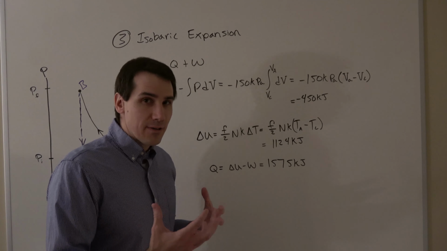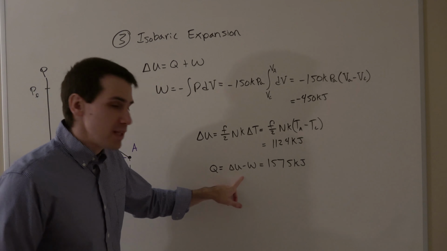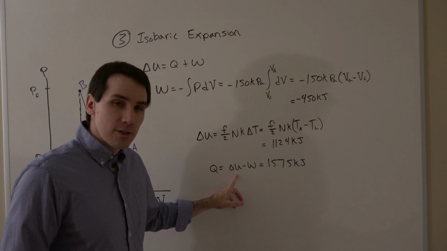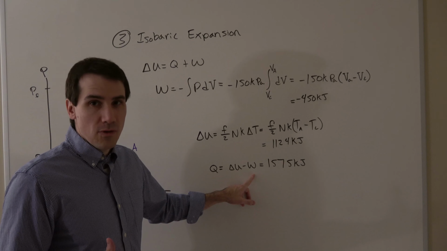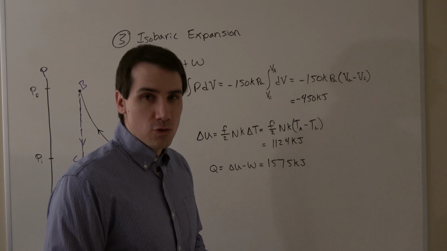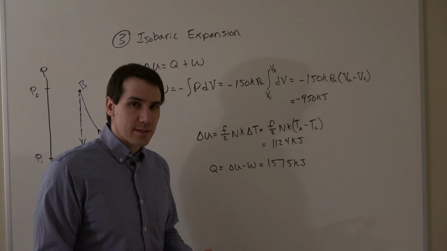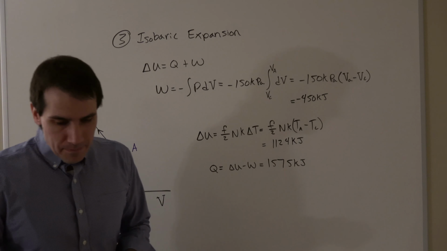That means that a lot of heat must have been added to the system. How much heat? Well, it must be the difference between the change in energy and the work done, which is 1575 kilojoules of energy in heat that had to be added to the system as it expanded.